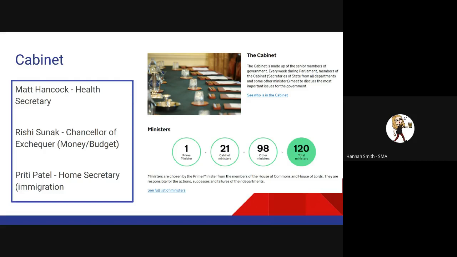Okay, and the last one I've got there as well is Priti Patel. She's the Home Secretary. Again, a slightly different job title. She's a cabinet secretary. She's in charge of immigration. Who gets into our country or not, and why? Do we allow people to come in freely? Do we close our borders? That's her job.